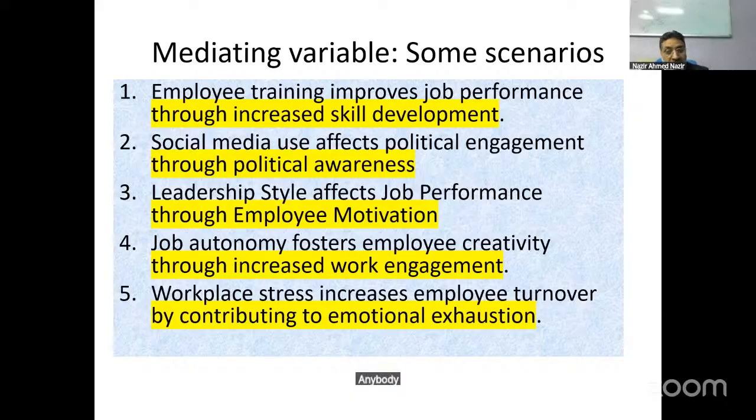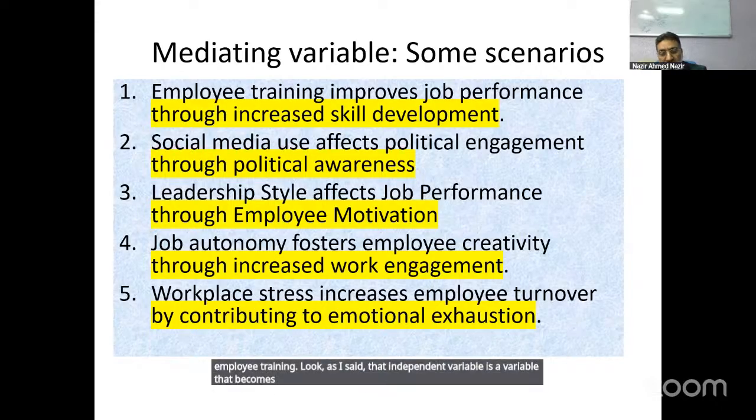Anybody else who can tell me something about this employee training? Look, as I said, an independent variable is a variable that becomes a cause for something.